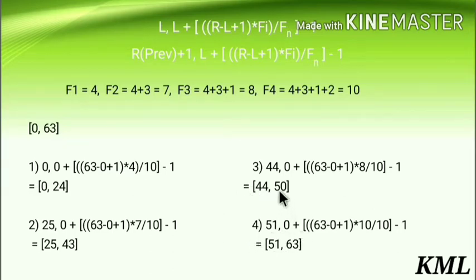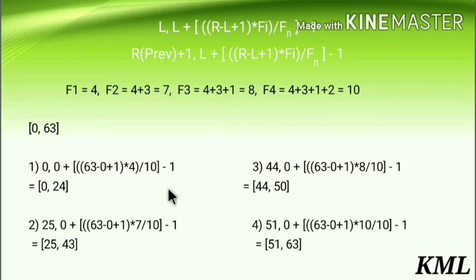Next, find the fourth one. So right of previous plus 1, that is 50 plus 1, 51, comma, find this one. So you get R minus 0 plus 63 minus 0 plus 1 into F4, that is 10, divided by 10, Fn, minus 1. After evaluating this, multiplying, dividing, subtracting, and then adding, you get 63. So this way you use F1 for this, F2 for this, F3 for this, and F4 for this, and evaluate in this order: first this, then multiplication, then division, then subtraction, and then addition.